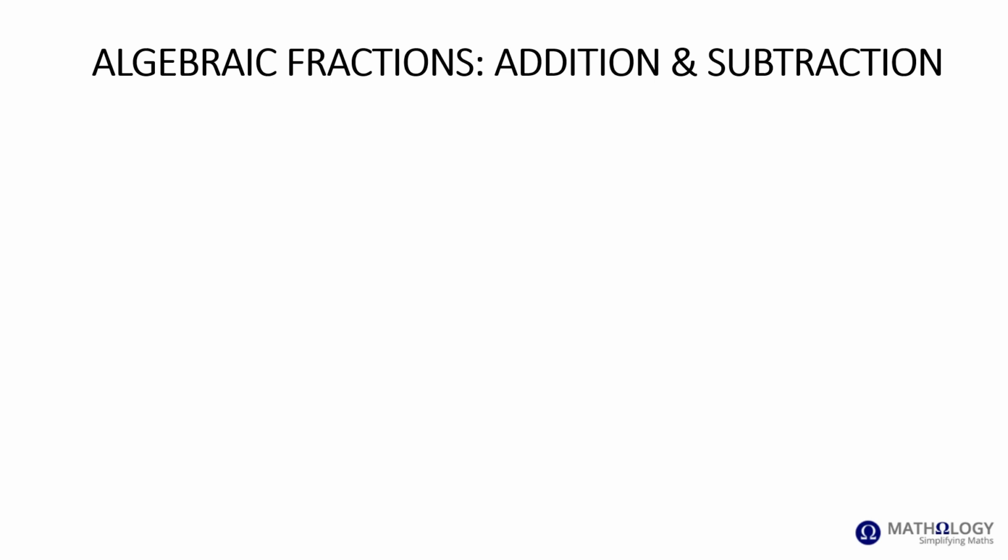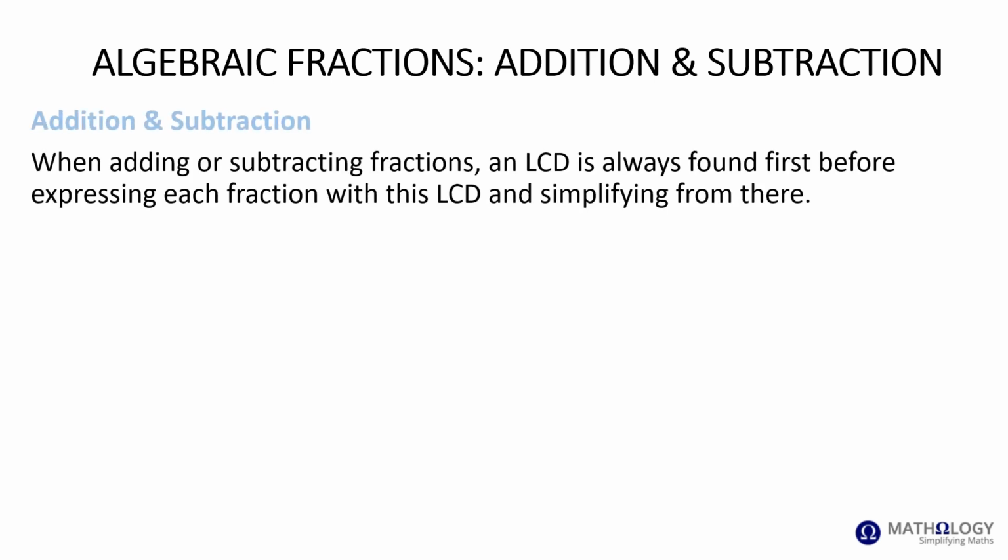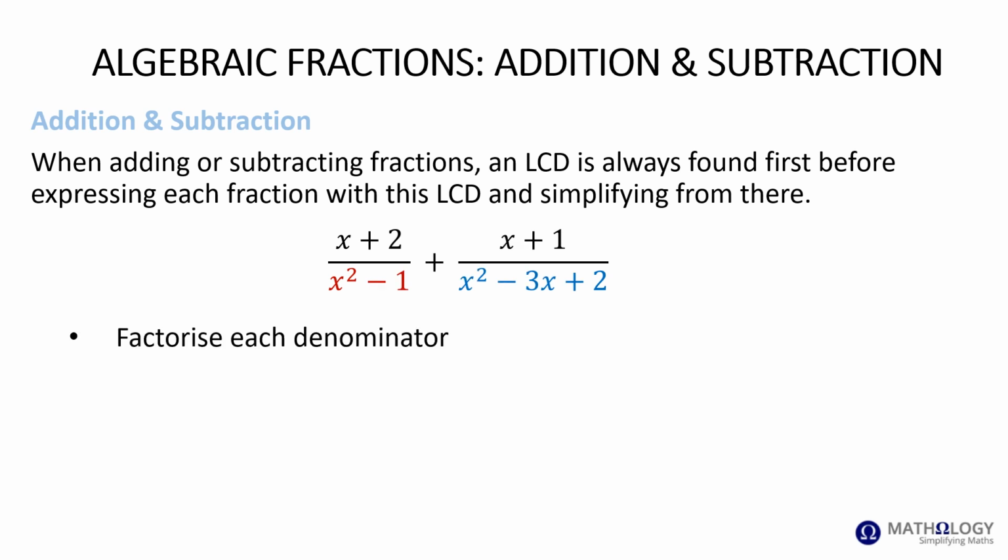Whenever adding or subtracting fractions, an LCD is always found first before expressing each fraction in terms of this LCD. From there we simplify as far as possible. To find the LCD, first factorize each denominator.